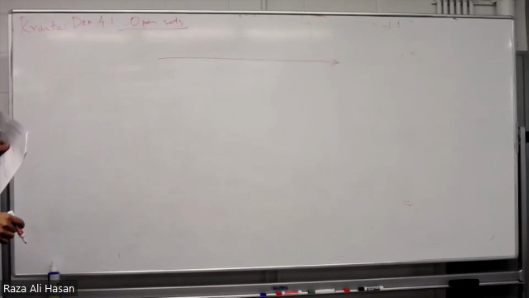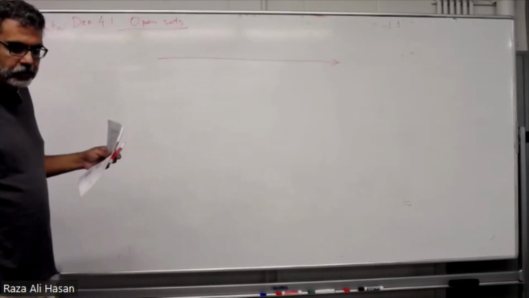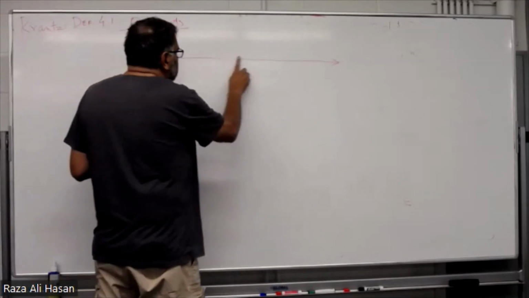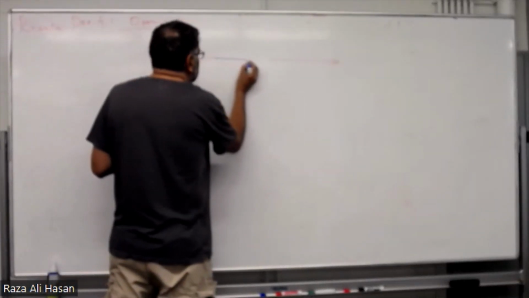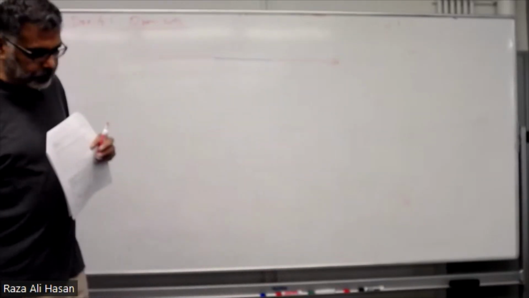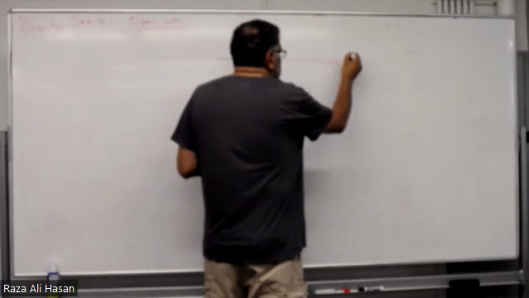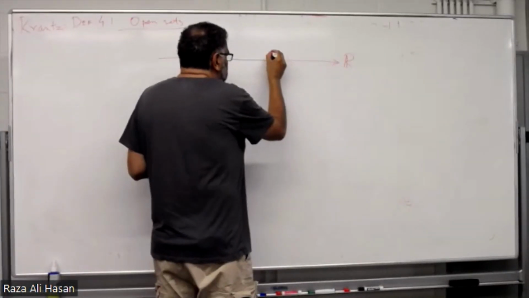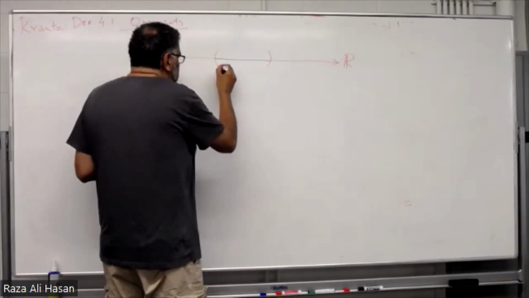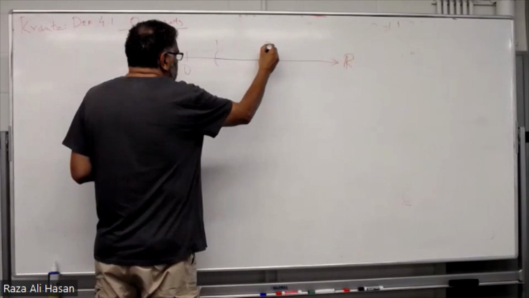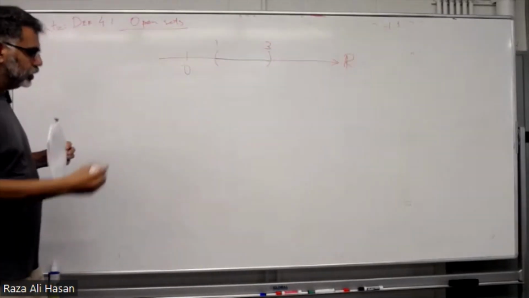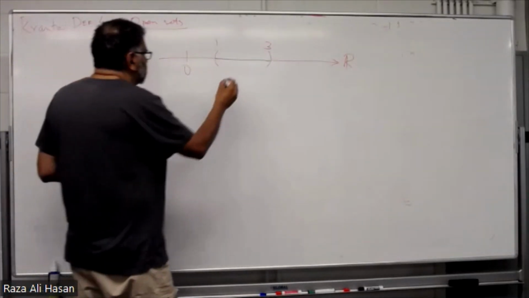What an open set is. Let's look at an open interval. So here is our open interval. Let's say this is 0, this is 1, this is 3. And this set, let's call it A.